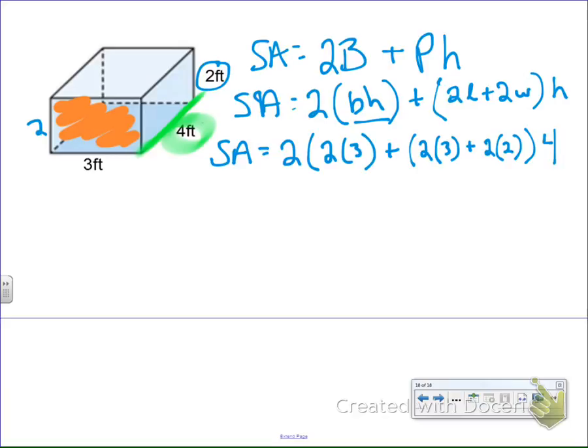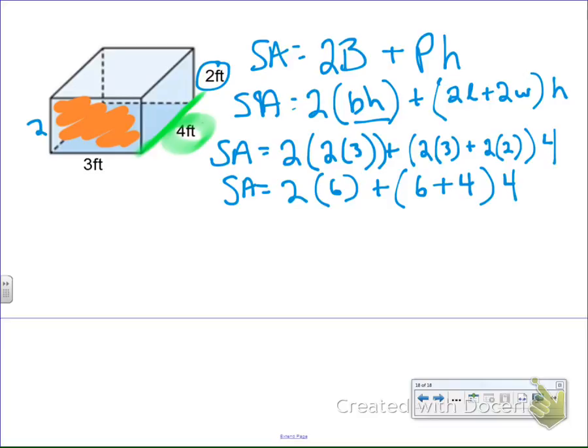So now I'm ready to do some multiplication here. Oh, I forgot that parentheses. So let's simplify some things out. So I'm going to say my surface area is 2 times 6, because 2 times 3 is 6, plus 2 times 3 is 6, plus 2 times 2, which is 4, and that gives me 4.